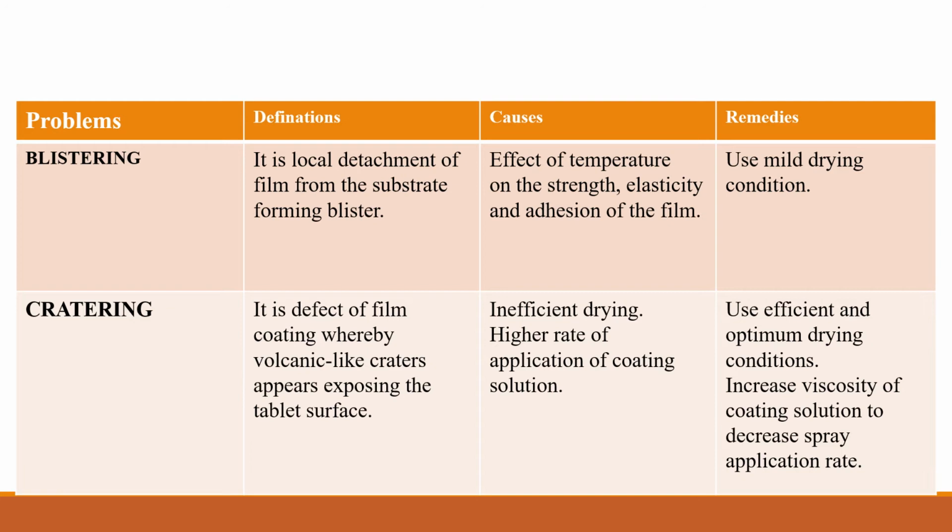Next, coming to the problem, cratering. So what is cratering? It is a defect of film coating whereby volcanic-like craters appear exposing the tablet surface. So why does it occur? Due to inefficient drying and high rate of application of coating solution. So how can it be controlled? It can be controlled by using efficient and optimum drying conditions. We need to increase viscosity of coating solution to decrease spray application rate.